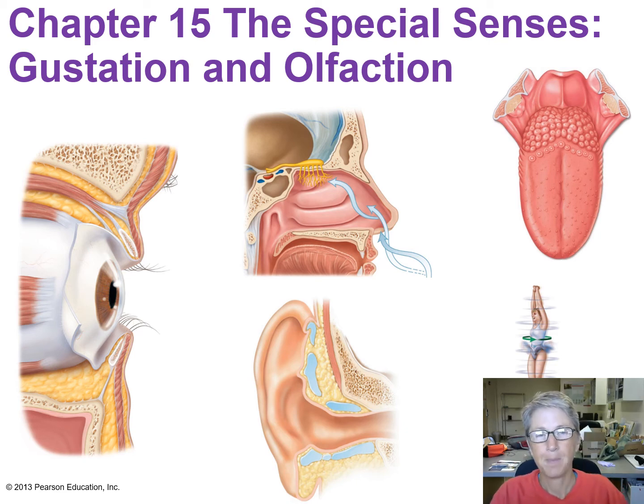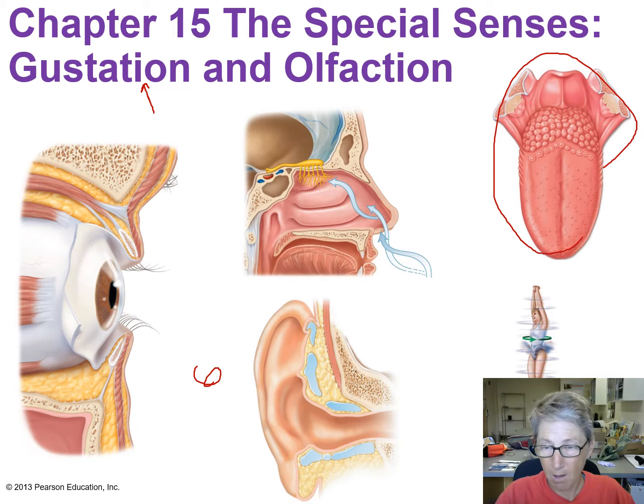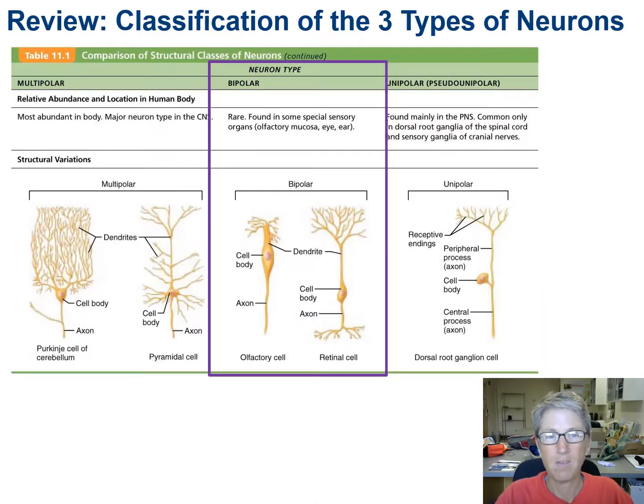Howdy team. Here we are in chapter 15, the special senses. So this is gustation and olfaction. In other words, gustation is taste. So here's the giant tongue to signify taste, and olfaction, of course, is smell. So here's the odorant molecules going up to your nasal cavity and binding with receptors of the olfactory system.